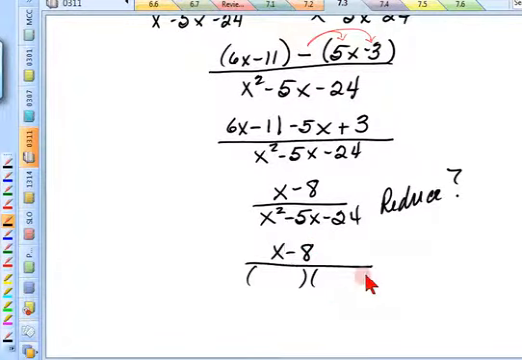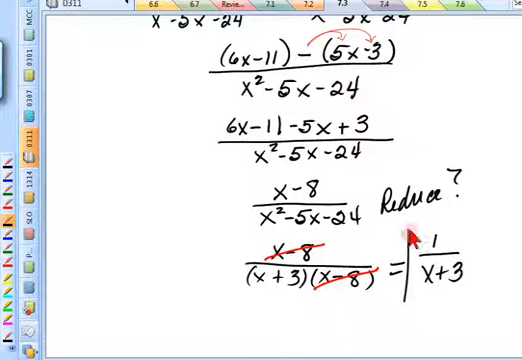And do you think we can factor this denominator? Yes. 1 plus and 1 minus, an x and an x. I think I need a minus 8 and a plus 3? So you can see that again in this lesson it is factor, factor, factor. Common factor, x minus 8. What's my final answer? Yes, 1 over x plus 3.